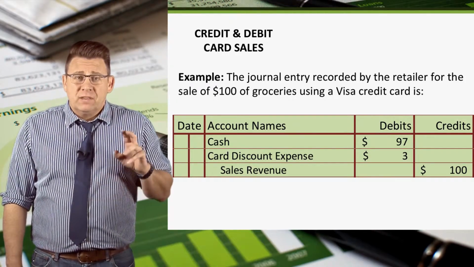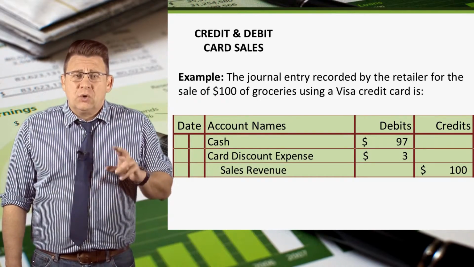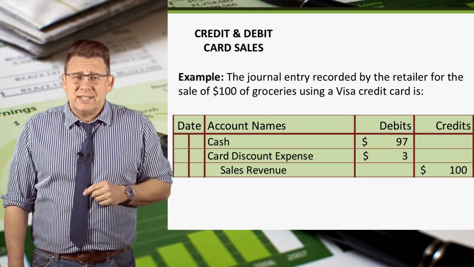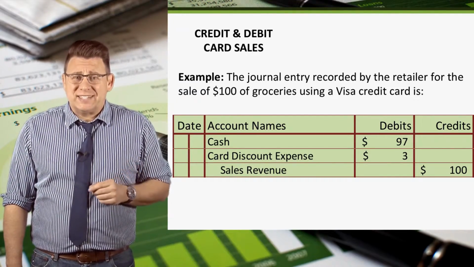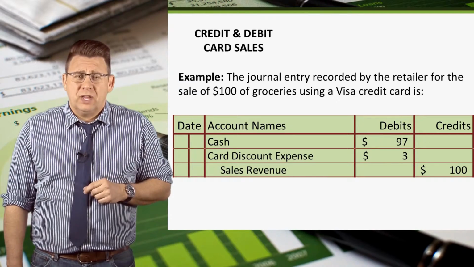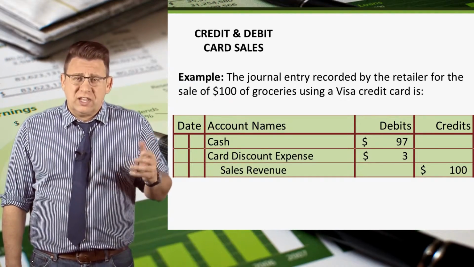The journal entry to record the sale by the retailer is a debit to cash for $97. This is the amount the retailer will collect from Visa. Credit card discount expense is also debited for $3. This is the processing fee Visa charges. Finally, sales revenue is credited for $100, which is the amount of the sale.